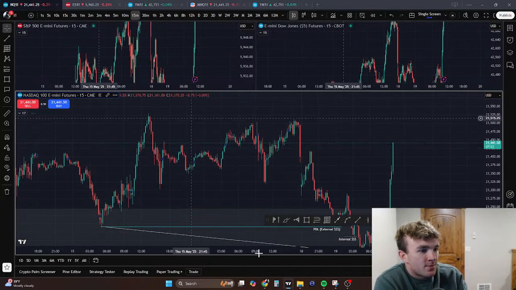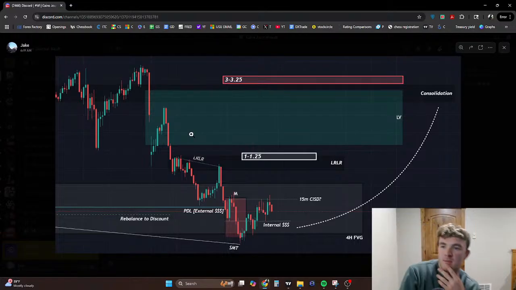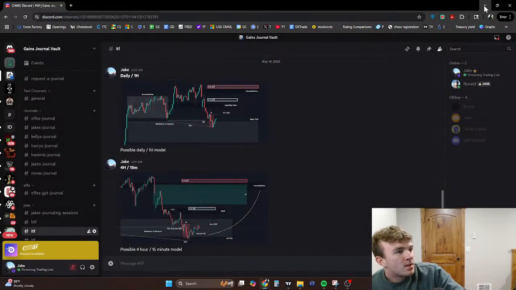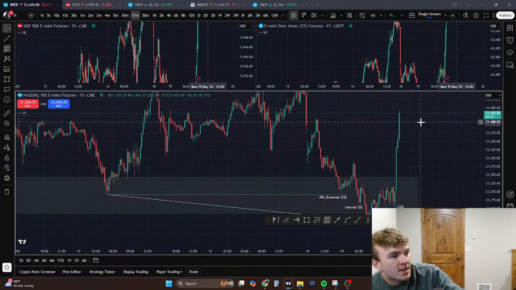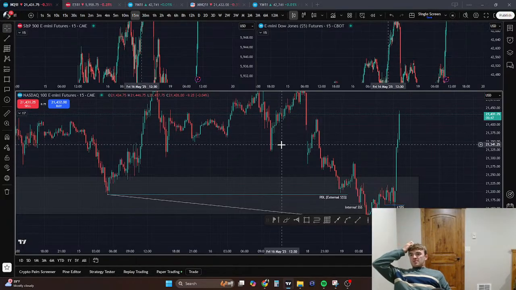But yeah, like I said in my initial pre-market analysis, I did see us drawing up to this consolidation. I called the entire model out before in my, what do you call it, journal. Whatever. One day, man, one day I'll be able to catch these moves, but I'm still just trying to get better.